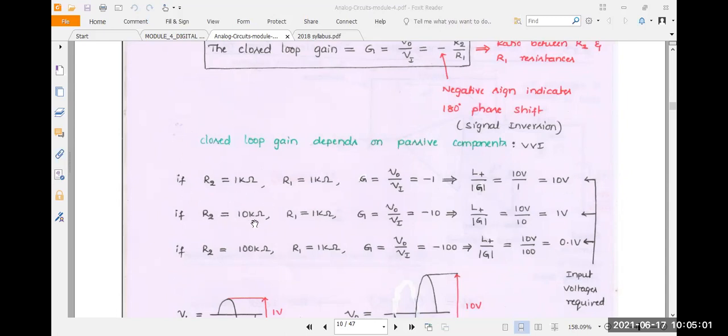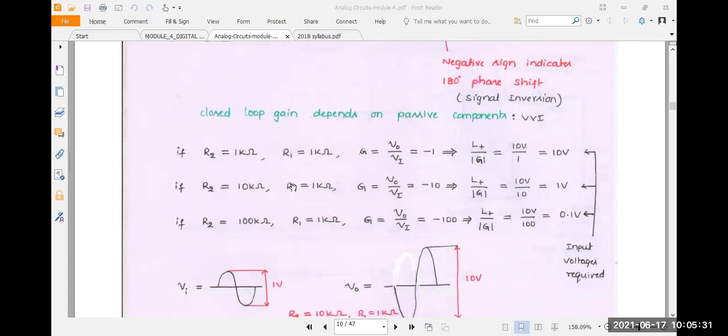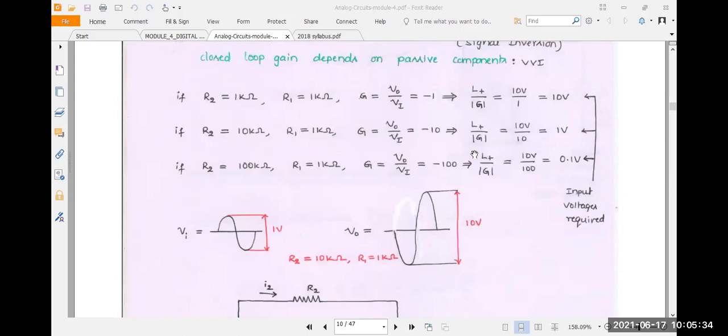When R2 is 10 kilo ohm and R1 is 1 kilo ohm, find the gain: you get minus 10. After simplification, 10 by 10, we get 1 volt. Same thing for R2 of 100 kilo ohm and R1 of 1 kilo ohm. What is the gain here? Minus 100. Then simplify for V0: we get 0.1 volt. These are the gain terms and these are the input voltage terms. Understood? These are small examples.